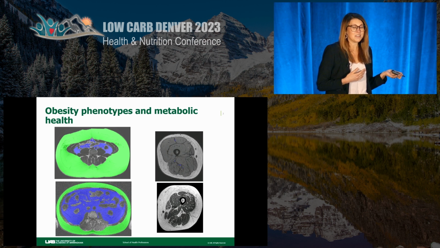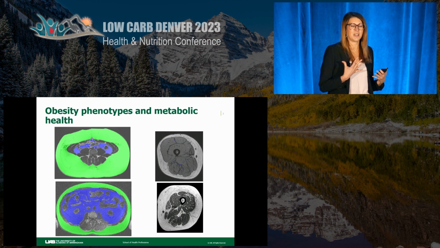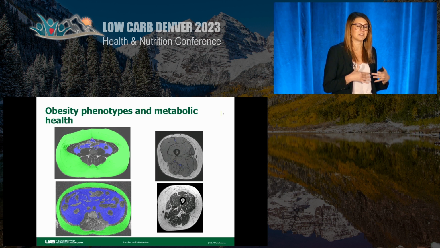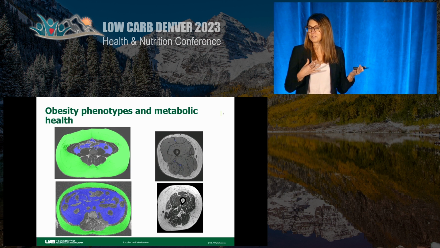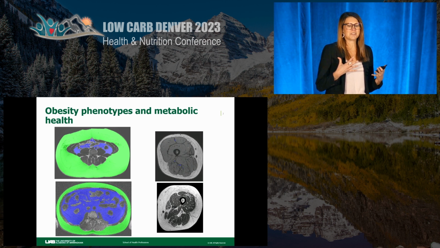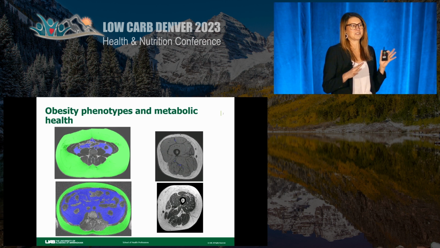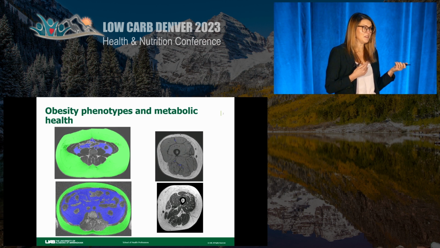And by looking at the image, we can assume the person at the top maintains relatively high levels of glucose tolerance, whereas the individual below has impaired glucose tolerance, insulin resistance. So I love showing these images because it just shows the dichotomy of those two different fat distribution phenotypes.